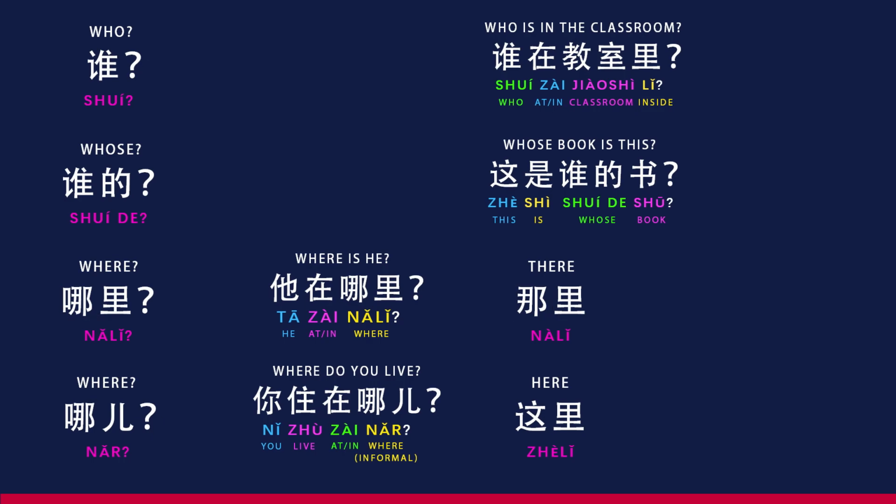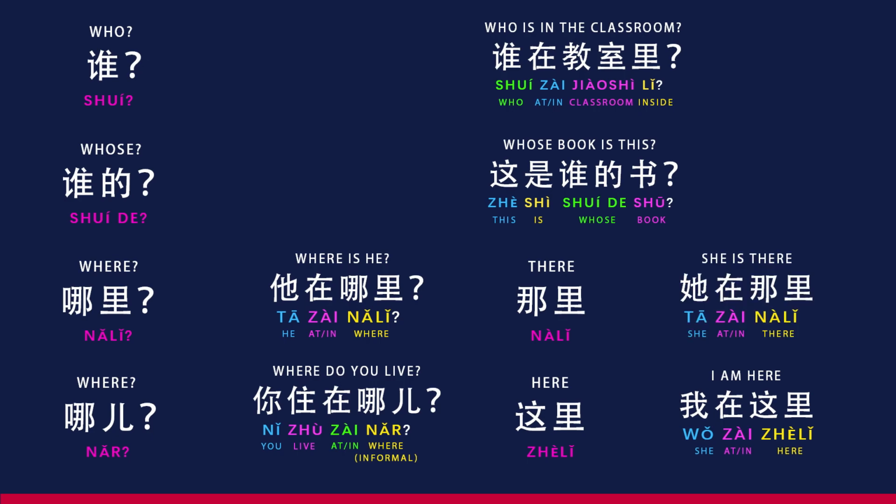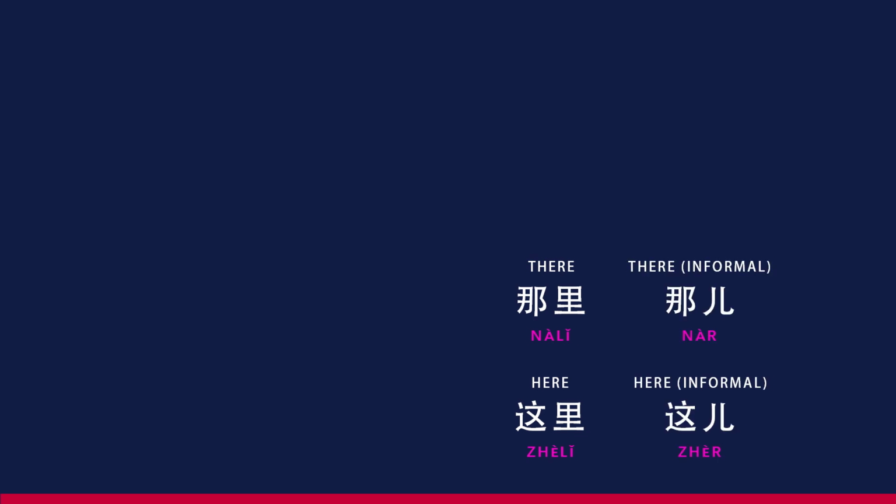Let's look at some quick examples to see the use of there and here in Chinese. I am here. 我在这里。 She is there. 她在那里。 Finally, before moving to the next chapter of our lesson, I want you to also know that as 这里 and 那里 mean here and there, there is also the informal version, 这 and 那, meaning here and there as well.